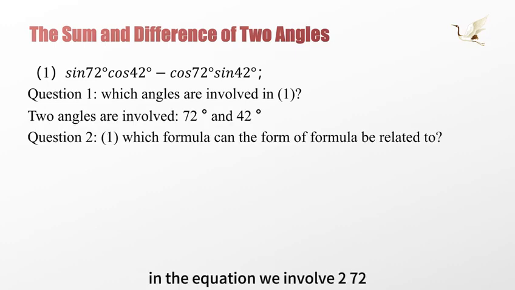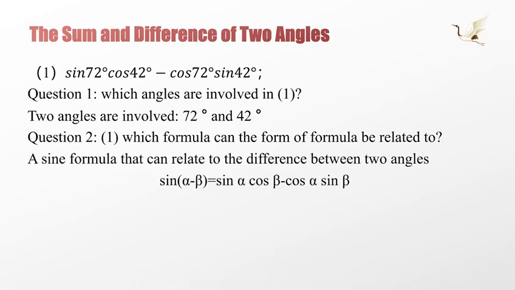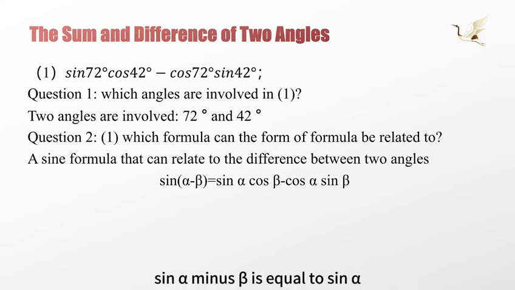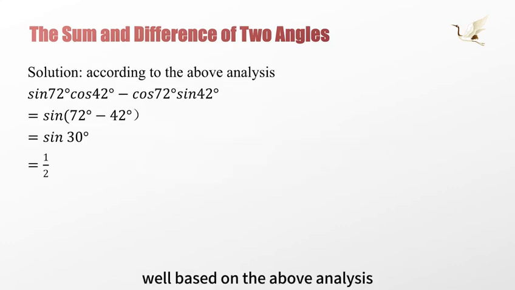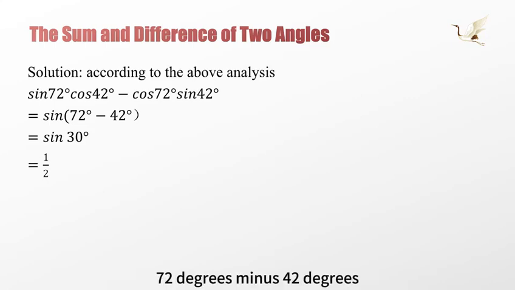sin 72° cos 42° − cos 72° sin 42°. What angles are involved in the equation? We involve two angles, 72 degrees and 42 degrees. Which formula can be associated with this form? By observing the form of the equation, we can relate it to the sine formula for the difference of two angles: sin(α − β) = sin α cos β − cos α sin β. Based on the above analysis, the expression is equal to sin(72° − 42°), which means sin 30° equals 1/2.